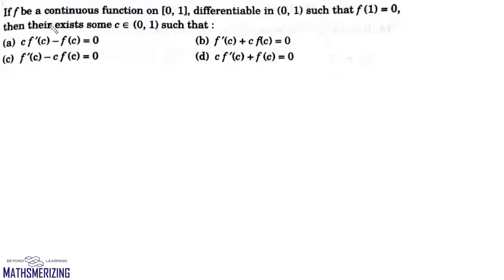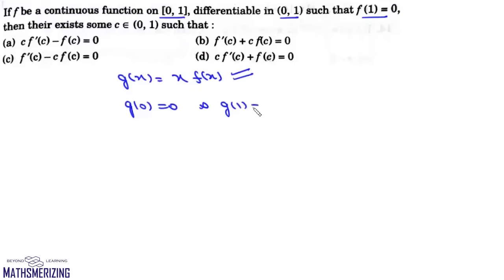Now here the question is, let f be a continuous function on [0, 1], differentiable in (0, 1) such that f(1) is 0, then there exists some c such that which of the following options is correct. So what we'll do is we'll define a function g(x) which is x into f(x). Now this function is continuous, it is differentiable, and g(0) is 0 and g(1) is also 0 since f(1) is 0.